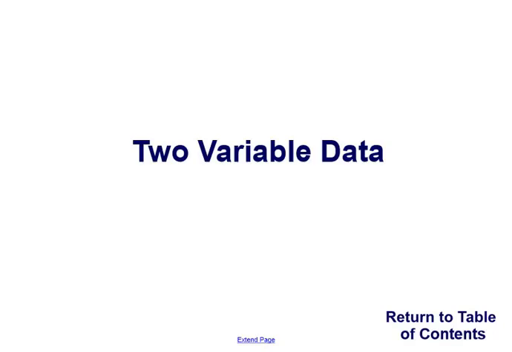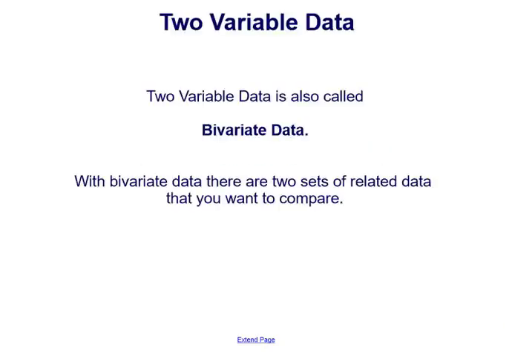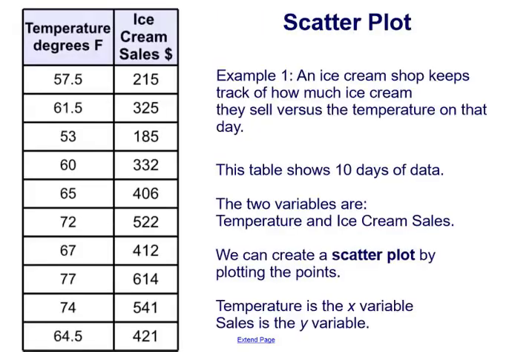Two-variable data. Two-variable data is also called bivariate data. Think of that prefix of bi means two. With bivariate data, there are two sets of related data that you want to compare.